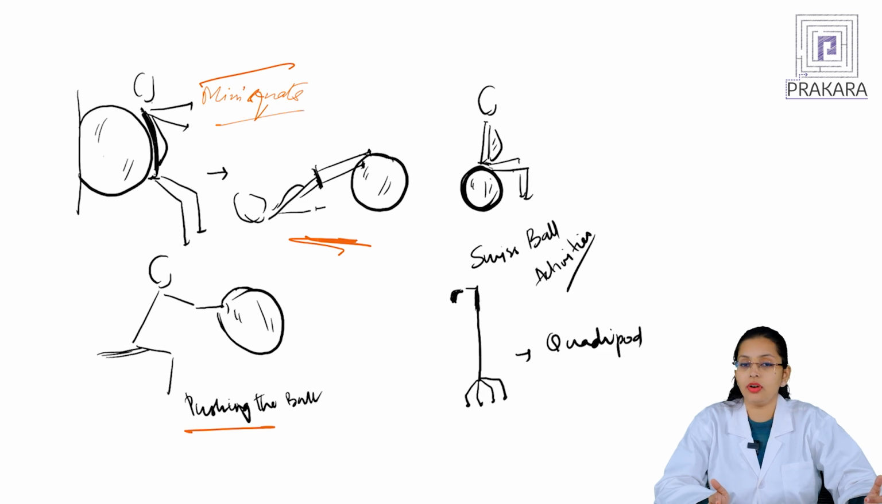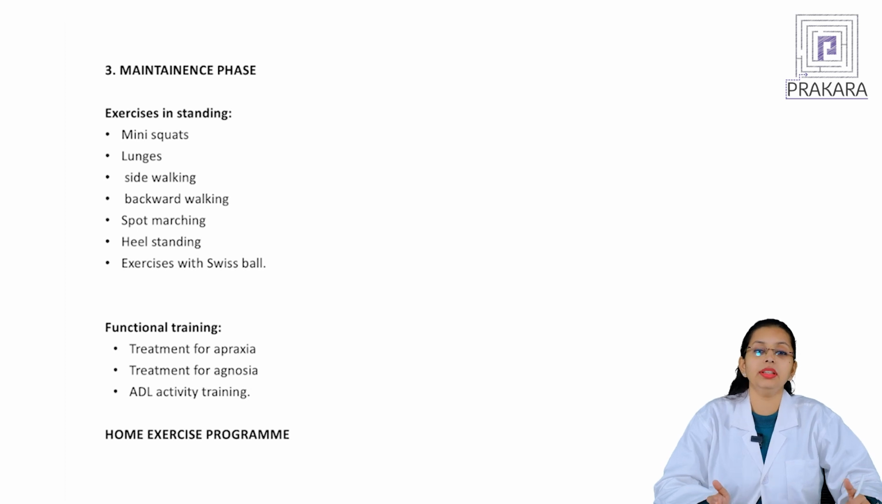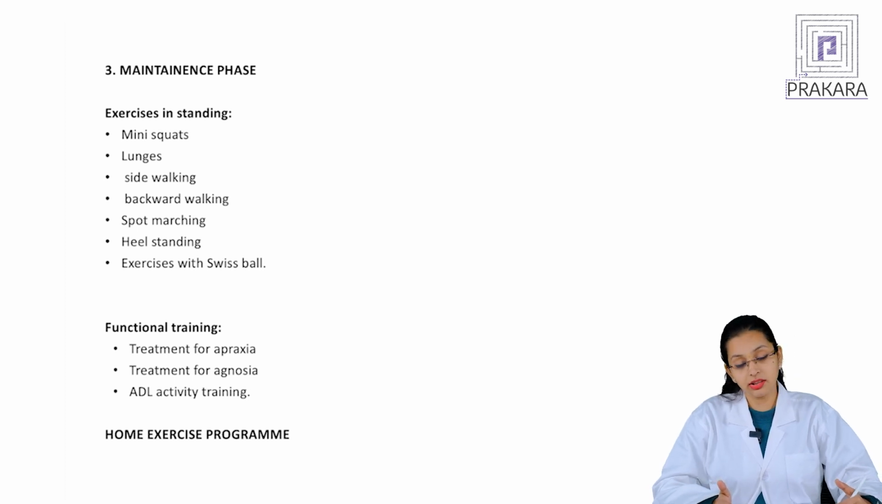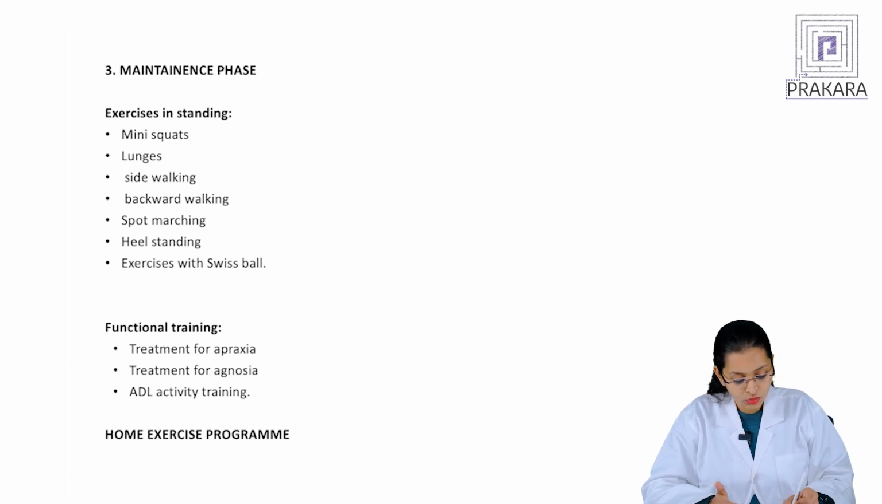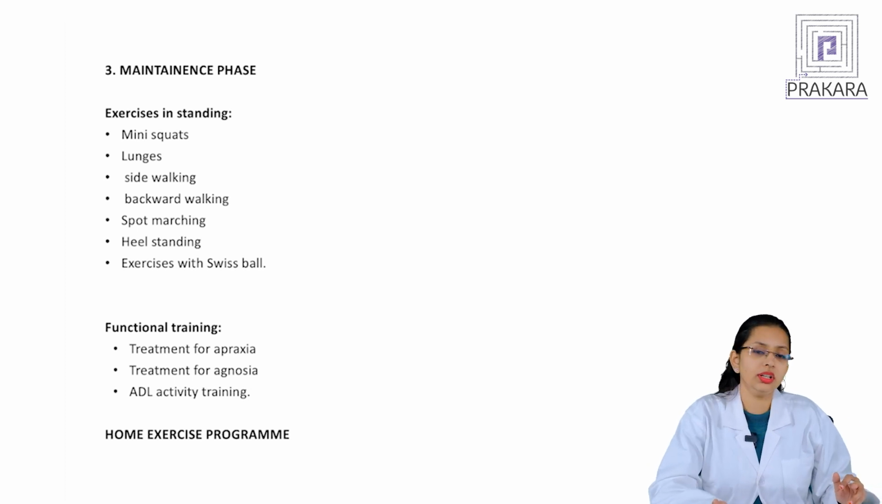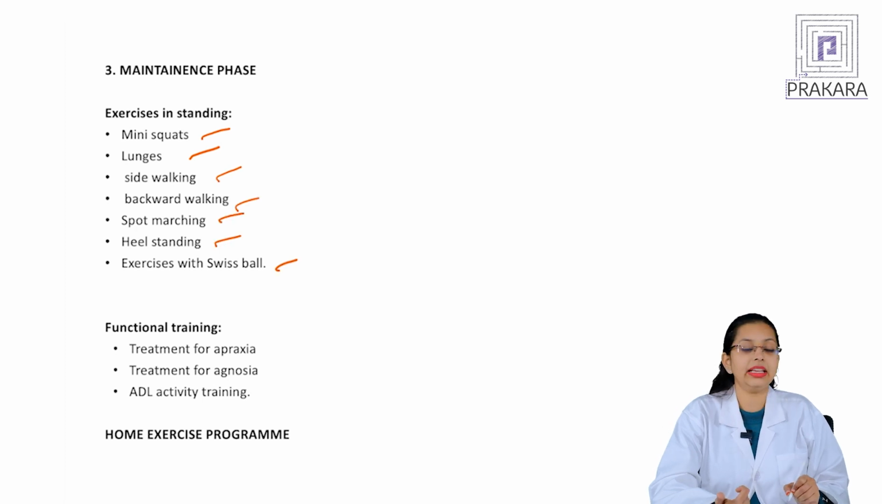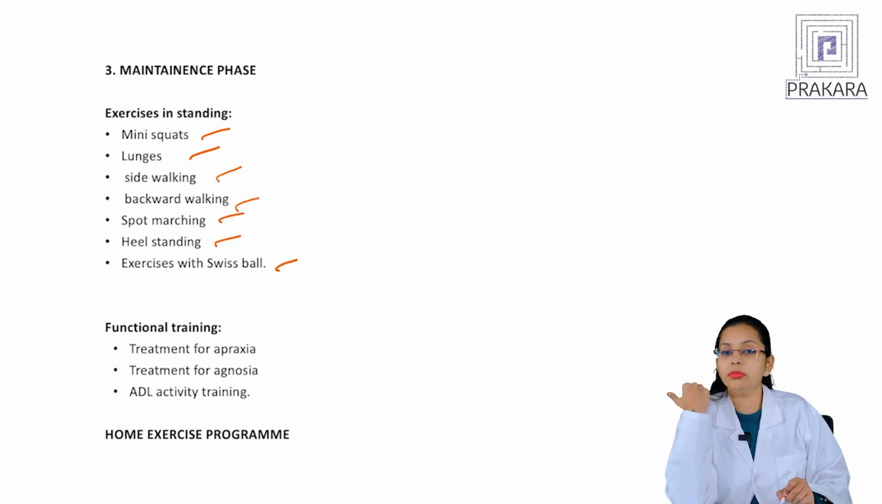There is no hard and fast rule of performing only one set of exercise, but these exercises have to be done. After that, what is happening is the maintenance phase. The third phase is the maintenance phase, where you have exercises in standing which you continue for a good amount of time. You can continue them for life, like your mini squats, lunges, side walking, backward walking, spot marching, heel standing, and exercises with the Swiss ball. All of them can be continued without any problem.